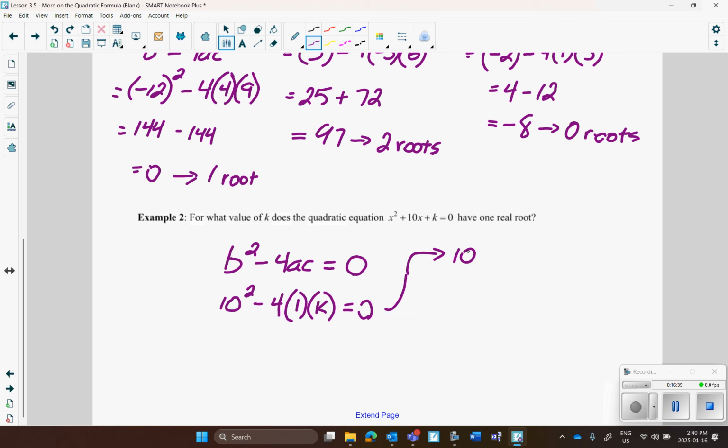So 100 minus 4k is going to equal 0 when I simplify. Take the 100 over to the other side, and I get negative 4k equals negative 100. Divide both sides by negative 4, and I get k equal to 25.